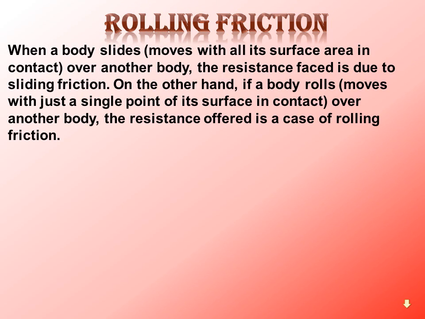I will show you this in some pictures like this. When a body slides over another body, the resistance faced is due to the sliding friction. On the other hand, if a body rolls with just a single point of its surface in contact over another body, the resistance is a case of rolling friction.